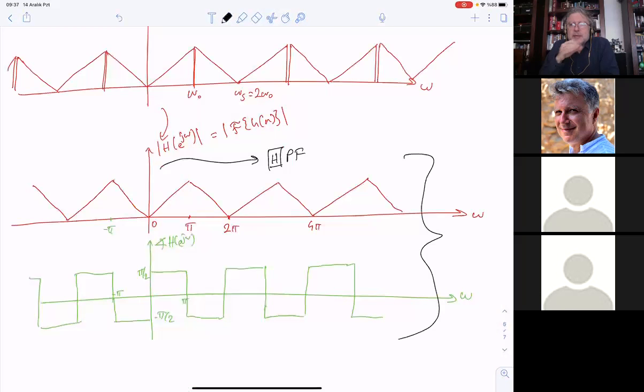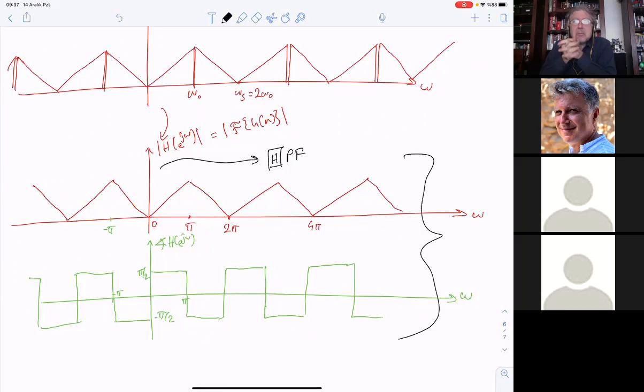At that point, you have to leave it as h of n is the inverse discrete time Fourier transform of this H of e to the j omega. If you have H of e to the j omega, it means technically you are finished, because you can always, technically at least, take the inverse Fourier transform and obtain h of n.